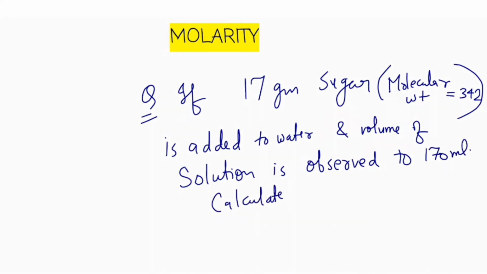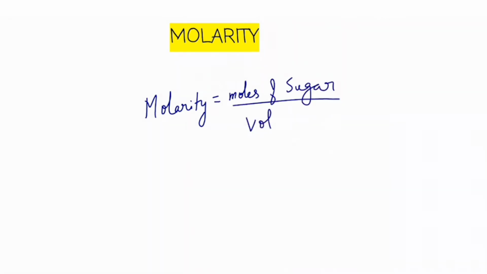Dear students, so this much is given in the question and you have to calculate molarity. Let's solve this question. What is the formula of molarity? Molarity is moles of solute, that is sugar, divided by volume of solution in liter. This is important: volume of solution must be in liter.